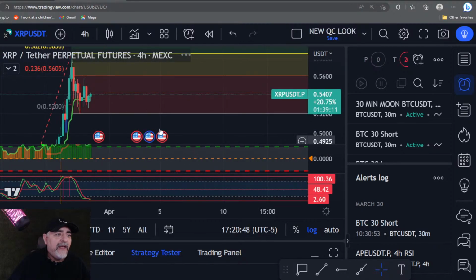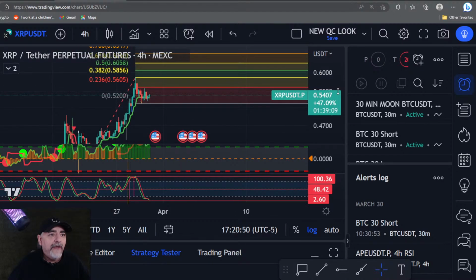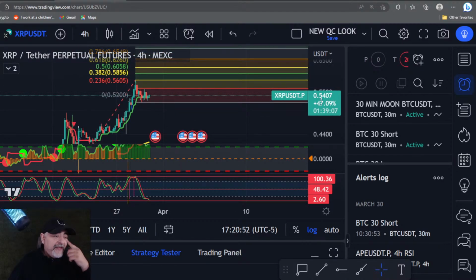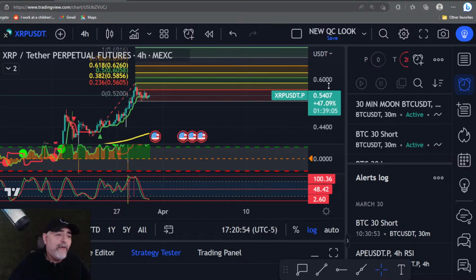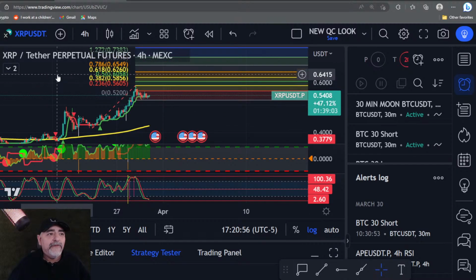So what do you want to do first? The very first thing you guys got to learn to do is check your 4 hour. What does the 4 hour mean to me? The 4 hour means we're going to look and see what the trend is.